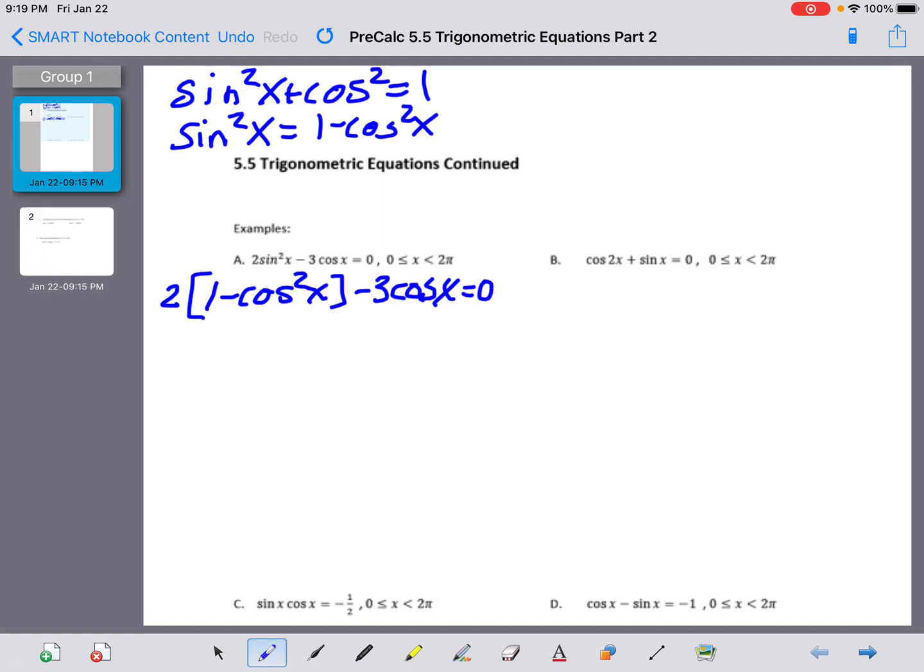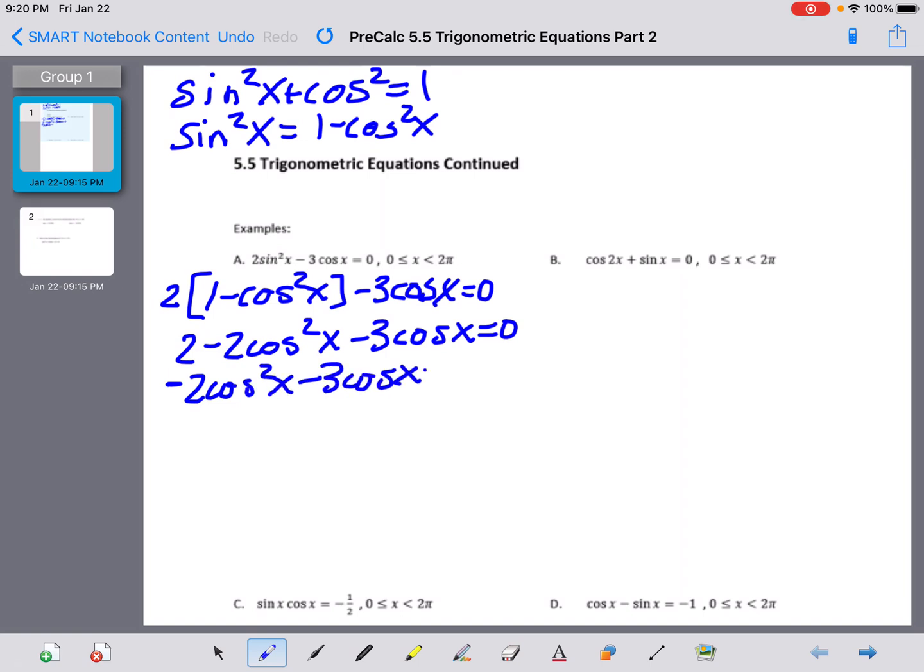Okay, distribute my 2 through, I get 2 minus 2 cosine squared x minus 3 cosine x equals 0. I'm going to write in order from highest to lowest power, so I get negative 2 cosine squared x minus 3 cosine x plus 2 equals 0. I notice that I have a cosine squared, I have a cosine, and then a constant. I'm thinking that's probably going to be something to factor. I do not like a negative on my first, so I'm going to just change all the signs. That's like dividing by -1.